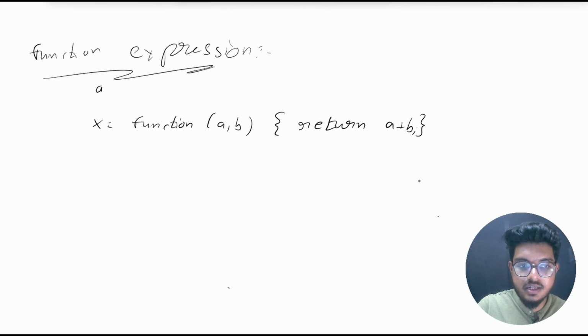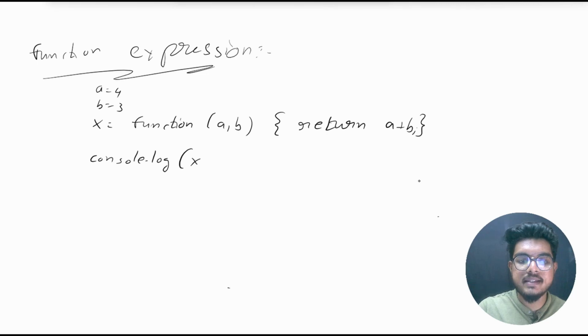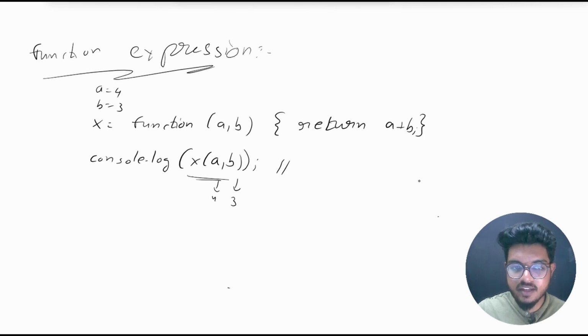Before this, let's initialize a equal to 4, b equal to 3. Now if I call console.log of x of a comma b, tell me what will be the output of this. A is 4 and b is 3. So based on this, what happens? See what happens. We have made a function call here.